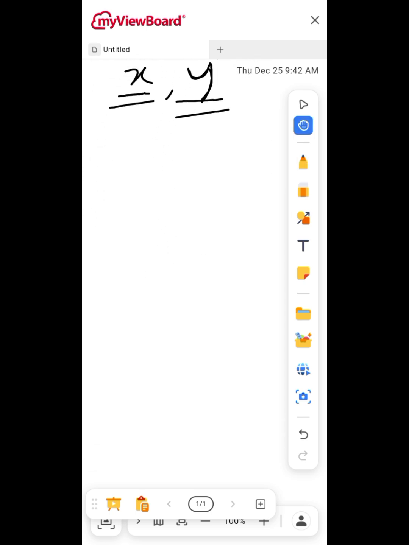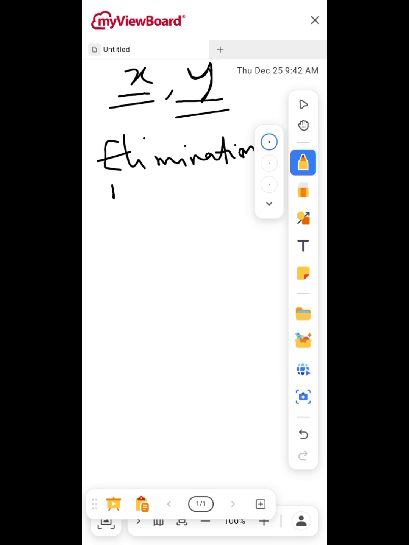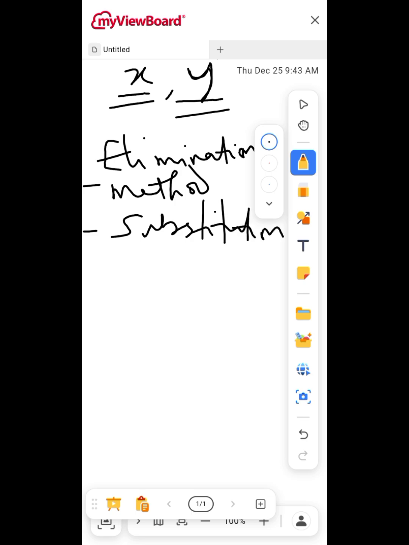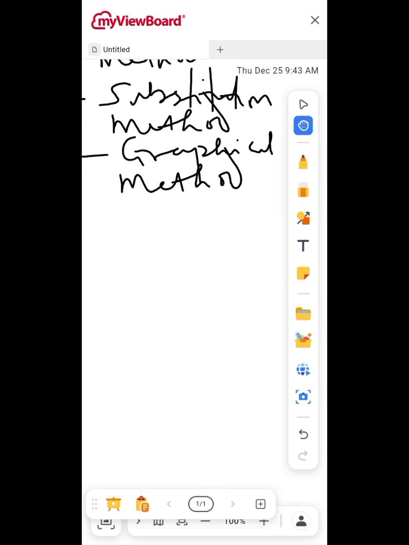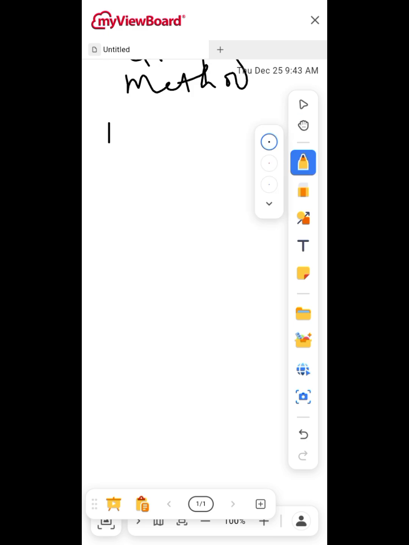So what are the various ways by which we can solve our simultaneous equation? We have the elimination method. That's the first method. We have our substitution method. And lastly, we have our graphical method. So we are going to be taking them one after the other. This morning, we are going to start with the elimination method.